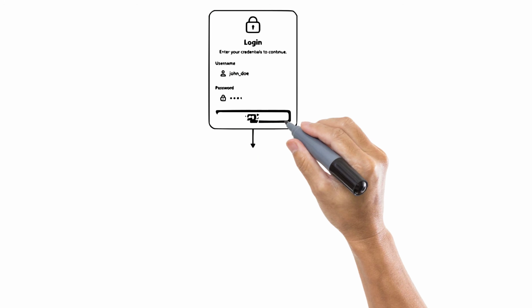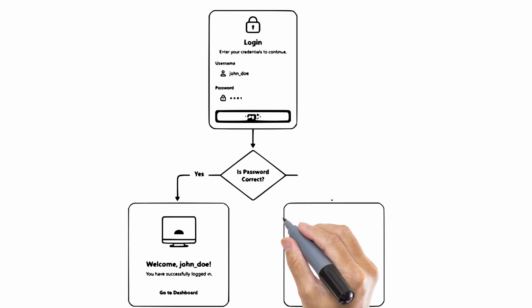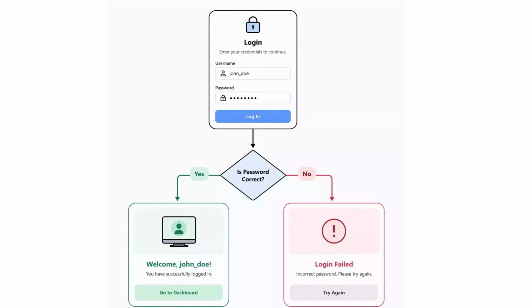Login systems are another great example. The user enters a password, and then the system checks whether it matches. If it does, access is granted. If it does not, the user may need to try again. That whole logic path can be diagrammed clearly.